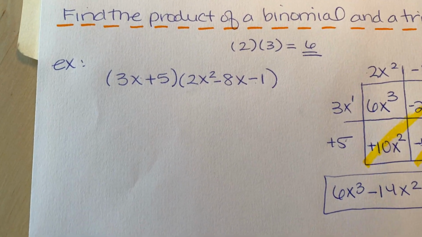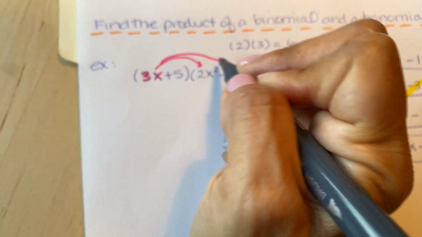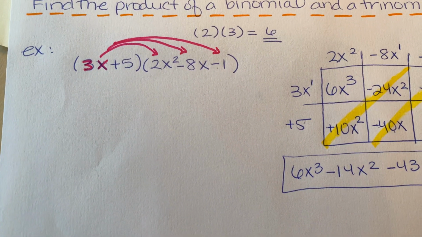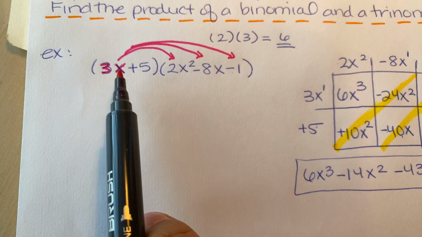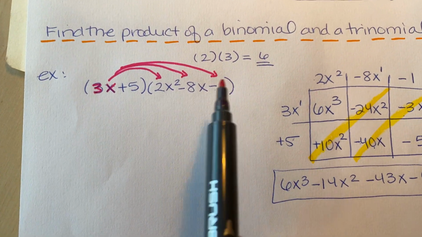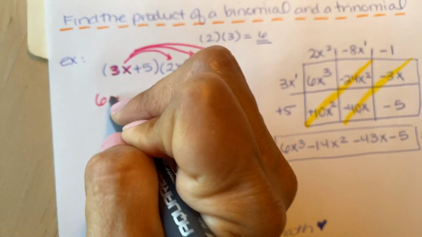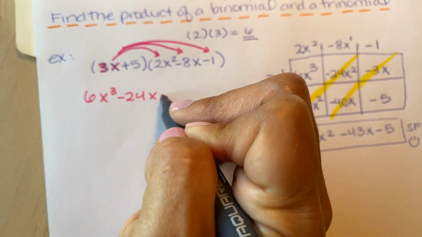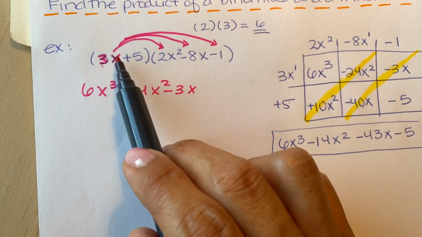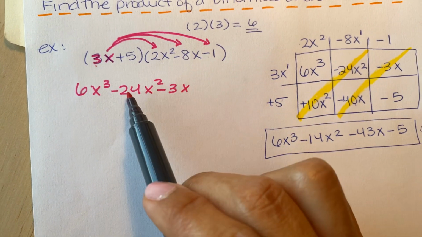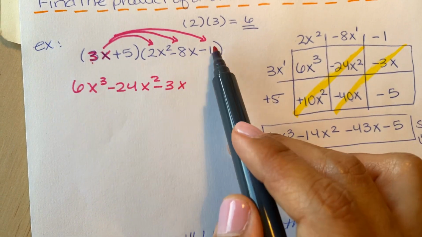Okay, for those of you on this one, you would multiply 3x, right? Every term in the first polynomial must multiply to each term in the second polynomial, each term, okay, not just the front one. So 6x cubed minus 24x minus 3x. So 3 times 2 is 6, x times x squared is x cubed. 3 times negative 8 is negative 24, x times x. 3 times negative 1 is negative 3, x.